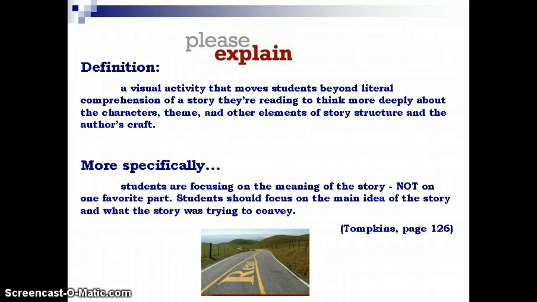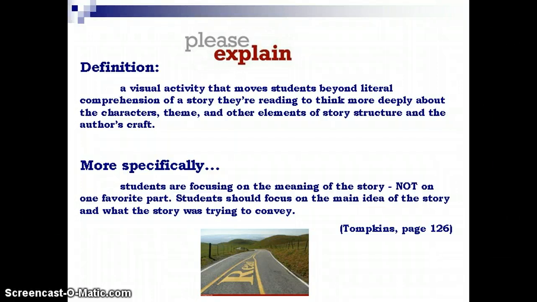More specifically, students are focusing on the meaning of the story, not on one favorite part. Students should focus on the main idea of the story and what the story was trying to convey. Just as you see at the bottom, students are going to read between the lines of the story, not what is right in front of them.